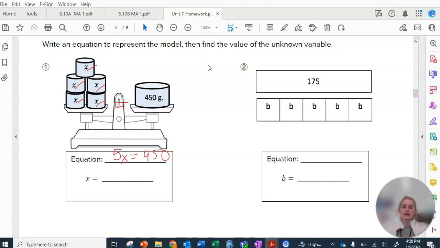To undo that, to isolate x, I am going to divide both sides by the number that's with x, by 5. So that's the work that needs to be shown. It's like proof that you did it instead of just Googling it, because I know you never do that. So then we have x equals, and you divide 450 divided by 5, or think about 45 divided by 5 is 9. So we should end up with x equals 90.